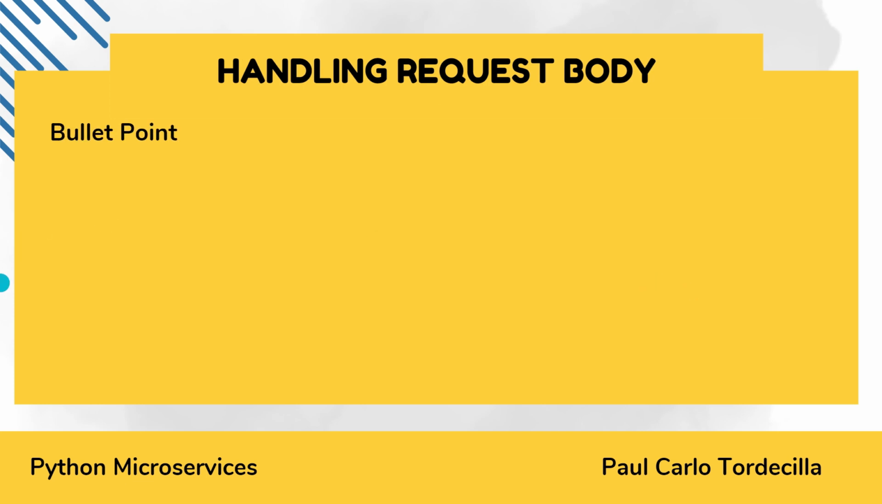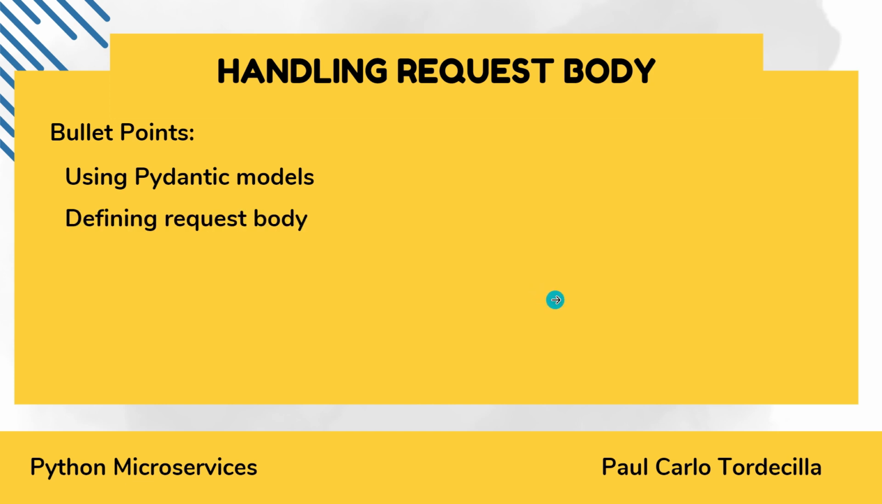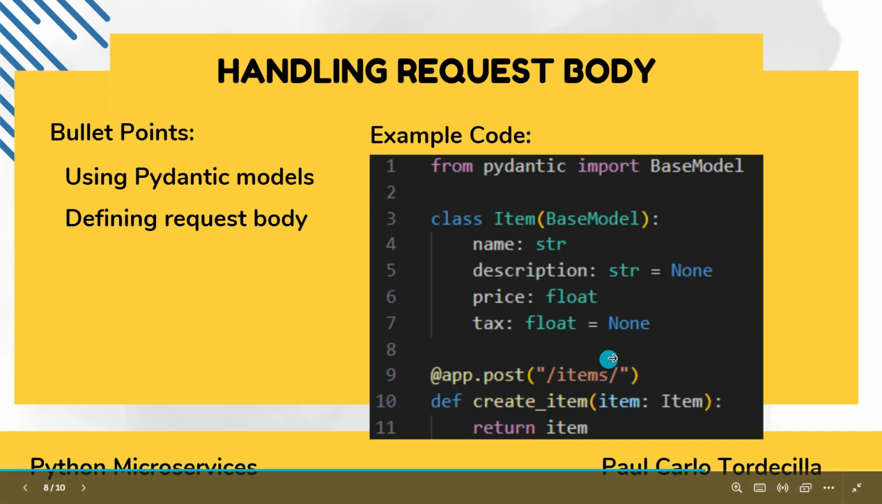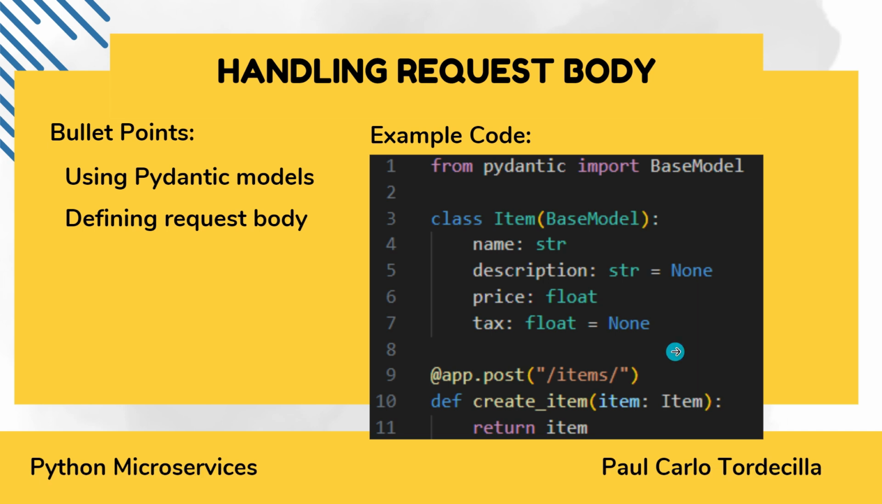To handle request bodies in FastAPI, you can use Pydantic models. Pydantic models provide data validation and parsing using Python type hints. Here, we define an Item model with fields for name, description, price, and tax. The create item route accepts an Item instance, and FastAPI will automatically parse and validate the request body against the Item model.